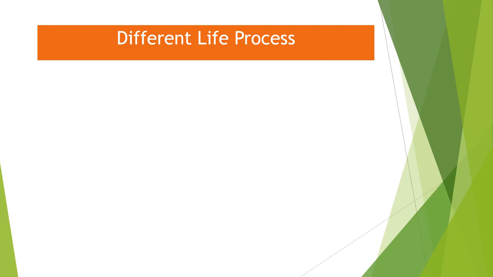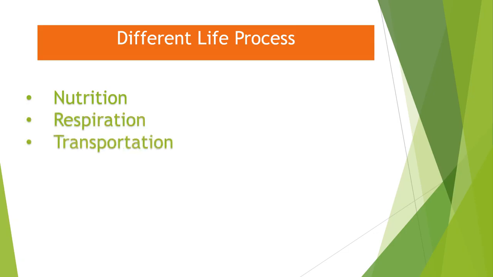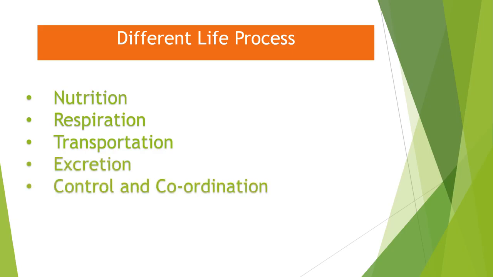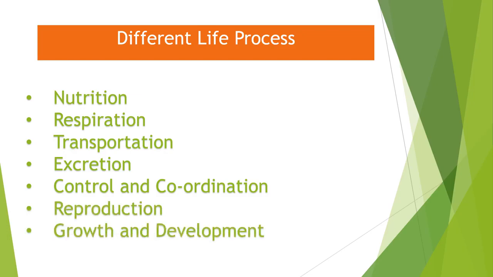Before entering the details of this lesson, let's recall the different life processes that we already studied in 6th class. The different life processes of living things are nutrition, respiration, transportation, excretion, control and coordination, reproduction, growth and development, and movement. So the first one is nutrition.